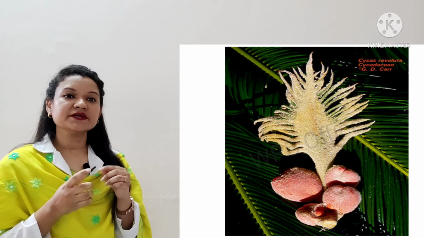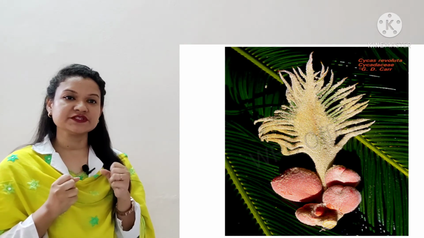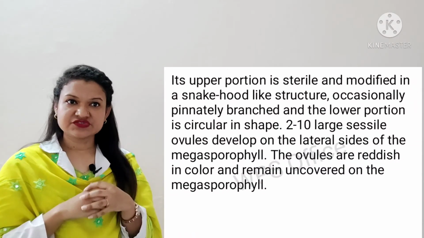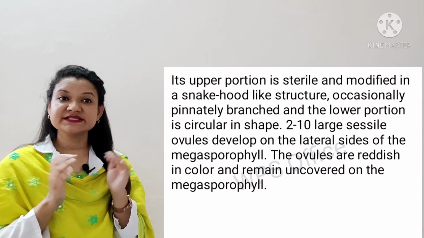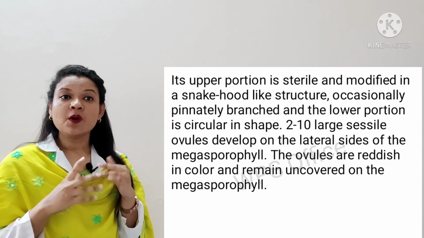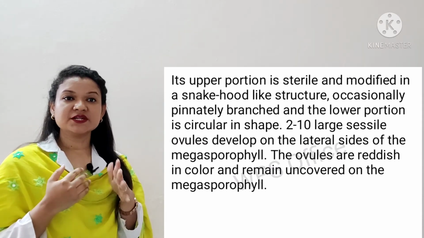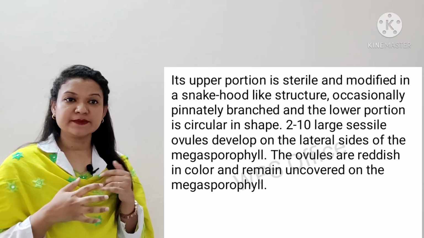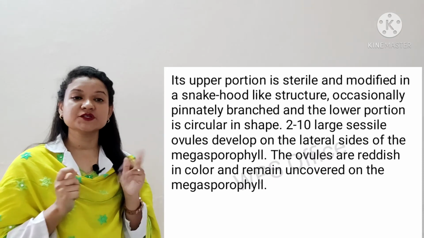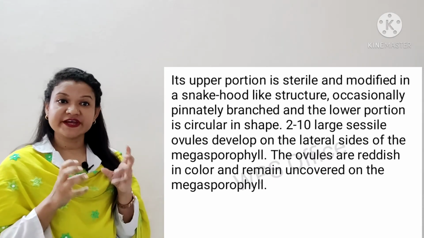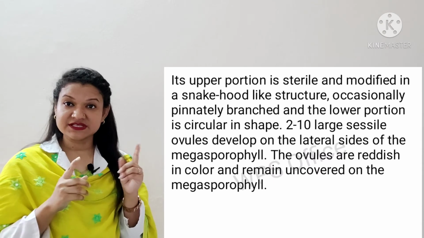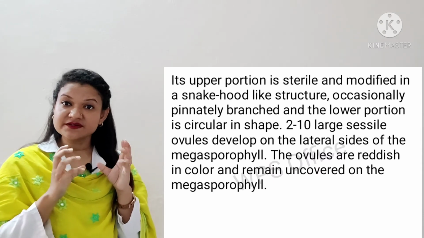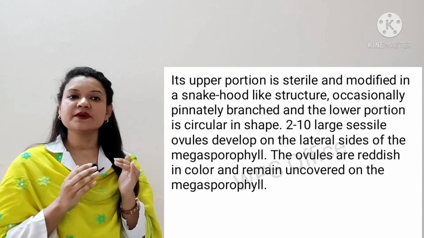You can see this hairy type of structure. Its upper portion is basically sterile and modified into a snake hood like structure, occasionally pinnately branched, and the lower portion is circular in shape. 2 to 10 large sessile ovules develop on the lateral sides of the megasporophyll. The ovules are reddish in color. I hope you can see the ovules that are reddish in color and remain uncovered on the megasporophyll.